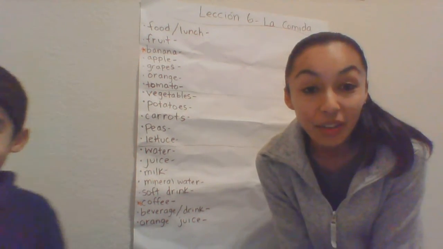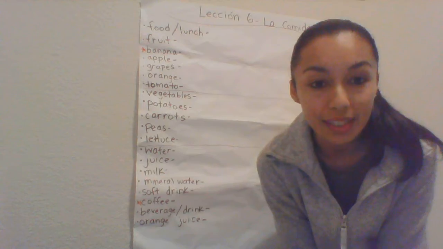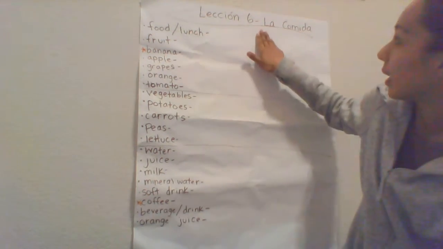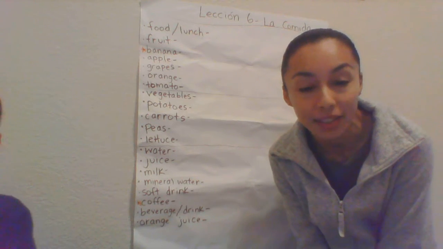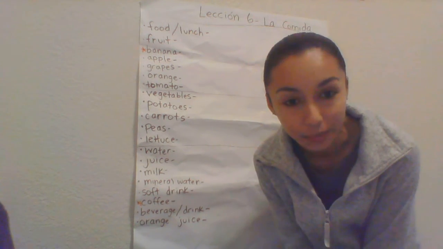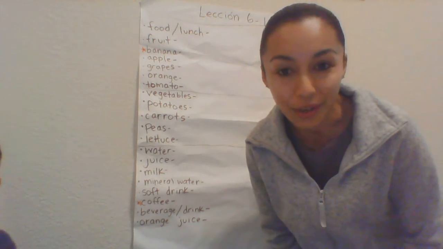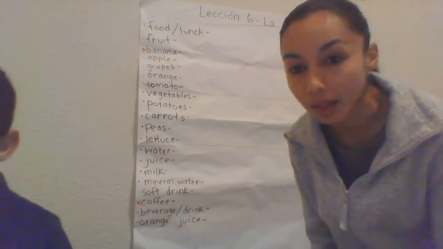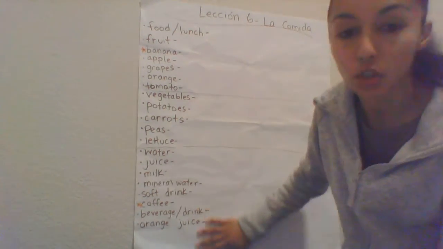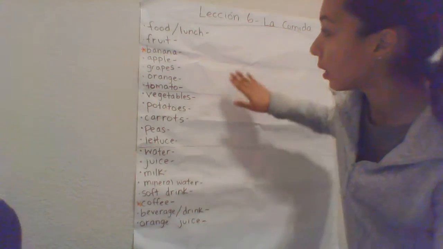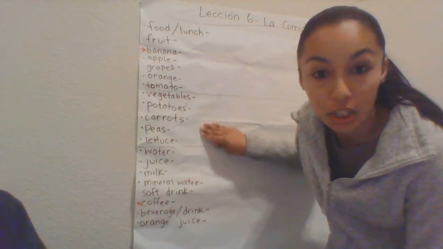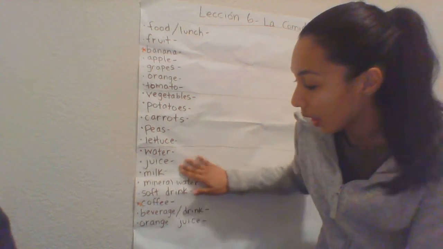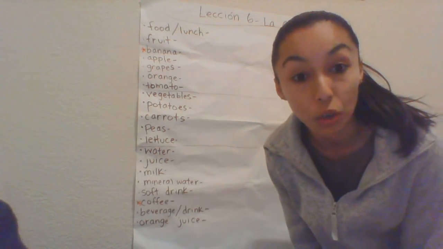Friends, here is our video for lección 6, la comida. So we're on number 6, all about food. Here we go. I split my chart paper into 3 sections. The first section is going to be our fruit. The middle section is our vegetables. And then the bottom is like our drinks.